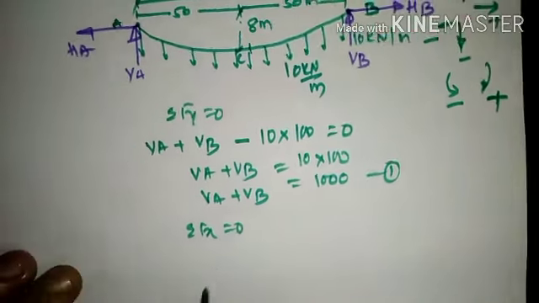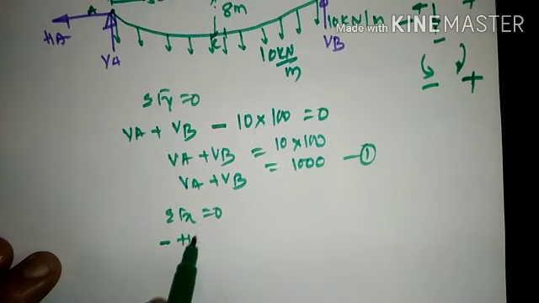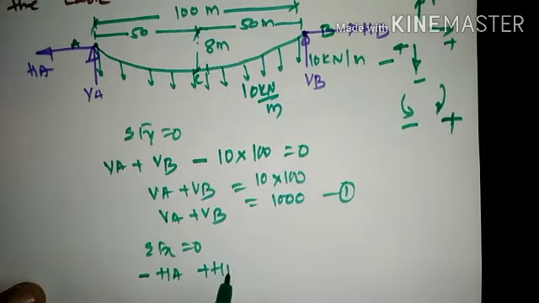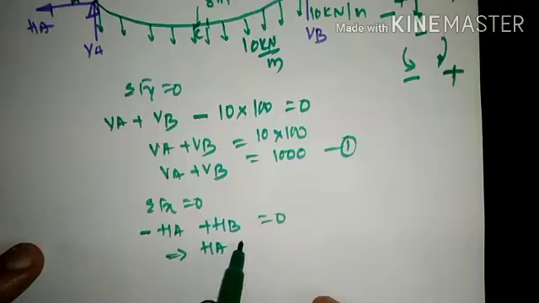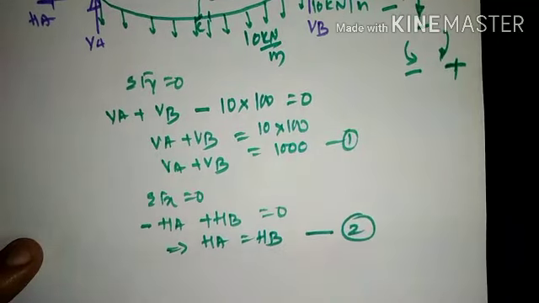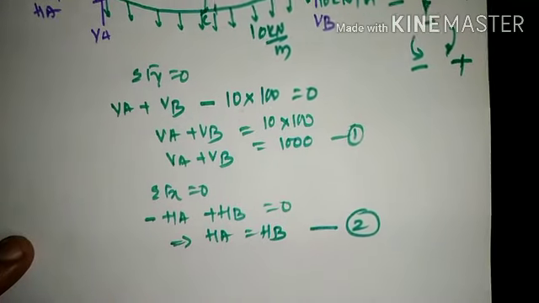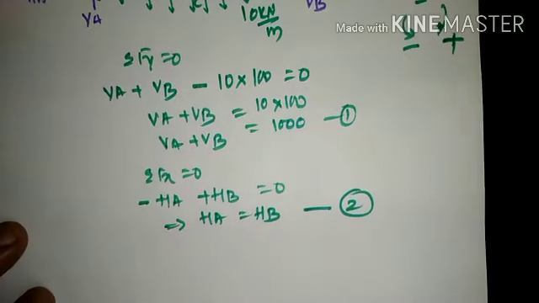So when you consider summation Fx equal to 0, HA is a force towards the left hand side, so minus of HA, HB is a force towards the right hand side, plus of HB, that is equal to 0. So HA will be equal to HB, equation number 2. So these are nothing but the values of HA, HB, VA and VB. But till now, we don't have the solution or the realistic value of VA, VB, neither HA and HB.